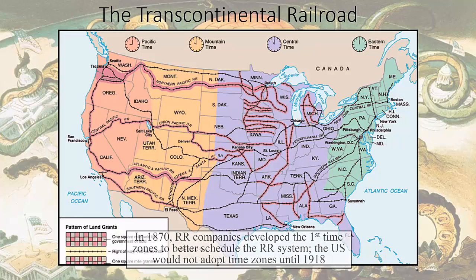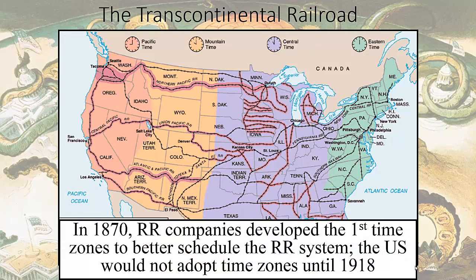Railroads lead to the creation of time zones in the United States, first used in 1870 exclusively by railroad companies to help regulate the railroad schedules. The United States will adopt it during World War I because it needs the improved regulation.